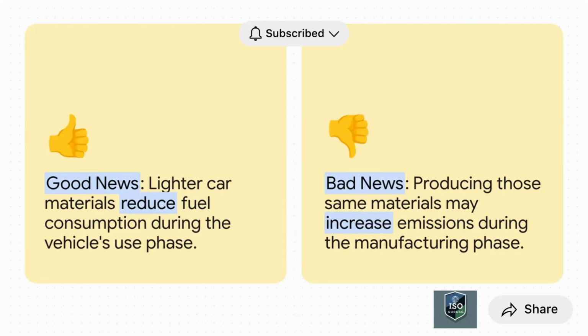And here's exactly why that cradle-to-grave view is so important. It helps us avoid something called shifting burdens. A perfect example, making a car with super lightweight materials is great, right? It means the car uses less fuel. But what if producing those fancy lightweight materials created a ton of extra pollution back at the factory? An LCA exposes those trade-offs, so we don't accidentally solve one problem just by creating an even bigger one somewhere else.